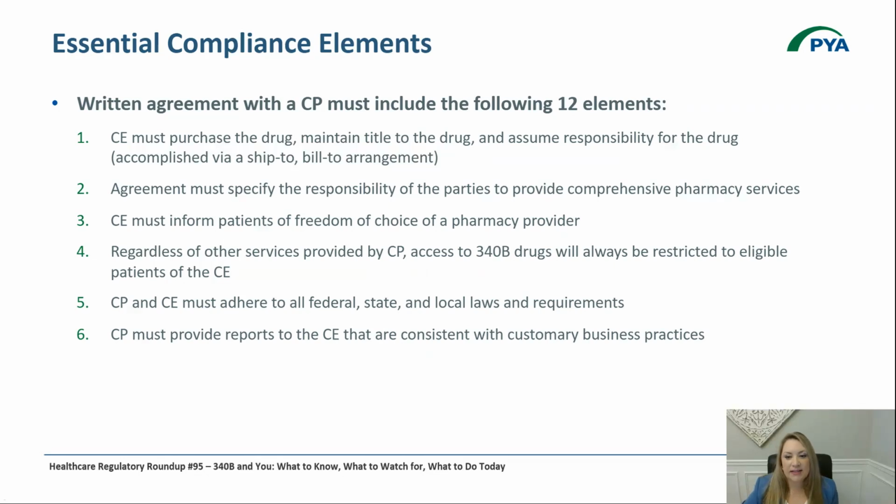The next two slides talk about the contract pharmacy arrangement contractual requirements. HRSA expects that if you're going to have a contract pharmacy relationship, you have listed that appropriately on the OPA as part of your covered entity registration, and that these 12 essential compliance elements have been met in your agreement. I'm not going to go through all of them. This is something we look for when we do mock audits. We ask for copies of all of your contract pharmacy agreements.